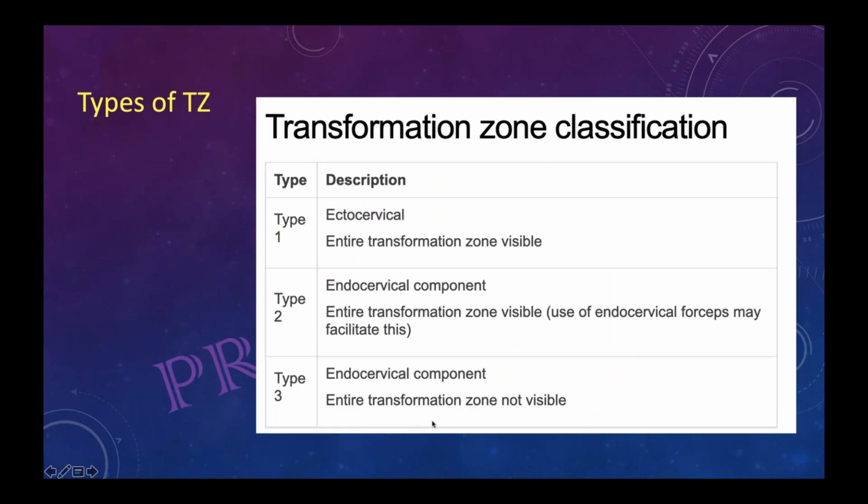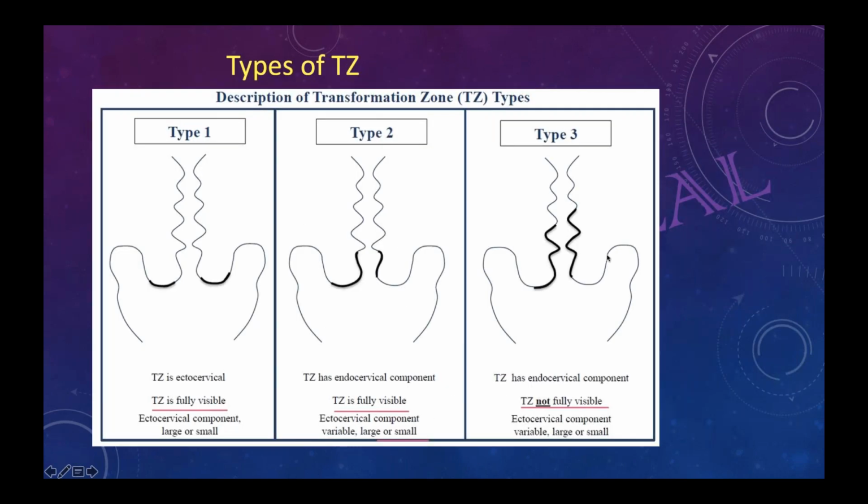Now coming to type 3. Type 3 will be completely endocervical. We are not able to see anything. So this is type 3. Now you can see this is the outer squamocolumnar junction, and this is the inner squamocolumnar junction, and this is the complete TZ, and the complete TZ is inside. So with any instrument, we are not able to see it. So this is type 3.